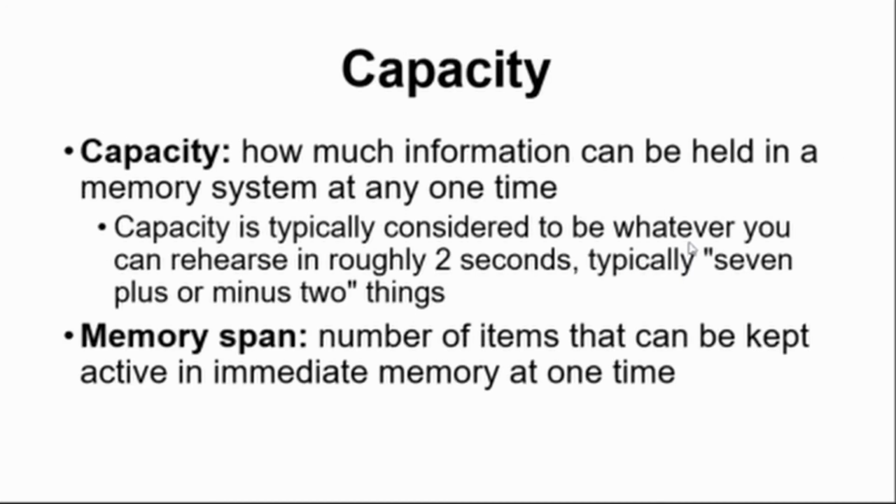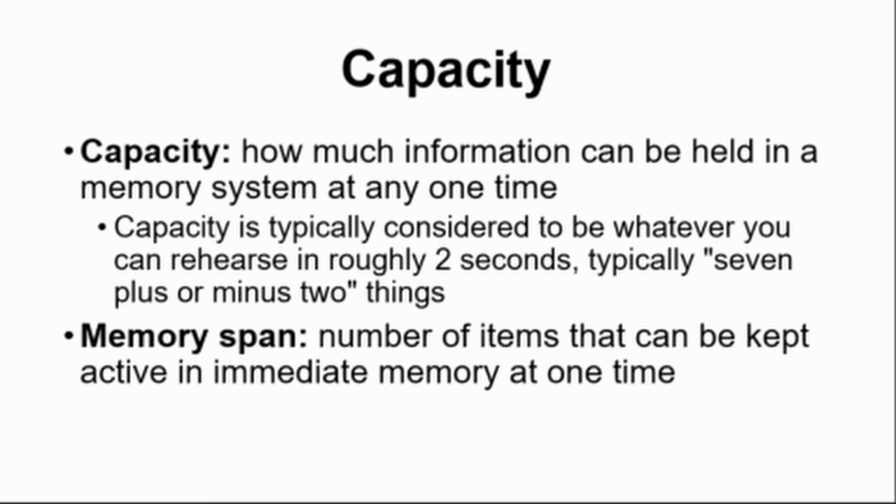So that's duration. And then the last one we want to talk about is capacity. How much information can be held in a memory system at any one time? So how much can you hold in your memory at once? And there's a lot of disagreement, again, on this. Typically we'd consider it whatever you can rehearse in about 2 seconds. So if it takes you longer than 2 seconds to run through your list of items, it's probably too many things to hold in your memory for any length of time. So our capacity is going to be about 2 seconds worth of information.